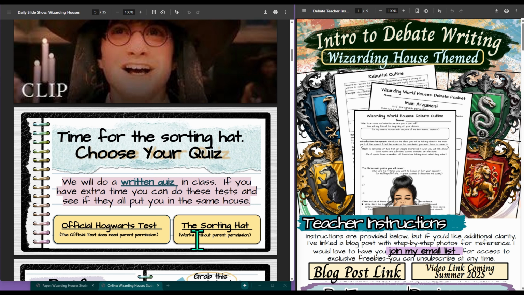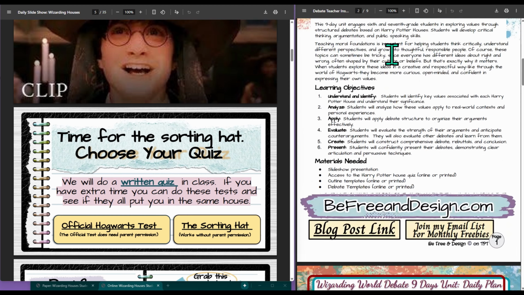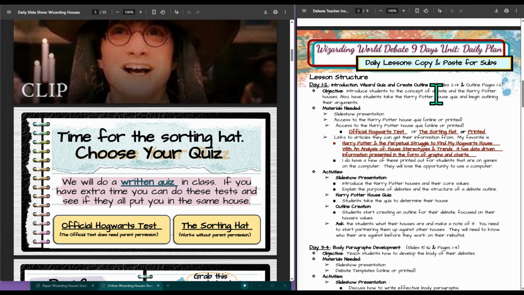And then this one is the sorting hat. It works without parent permission. It's just a little quiz that somebody has made about what house you're in. If you're an online teacher, so if you scroll down here, then I've got copy and paste substitute plans that have all the links in them.